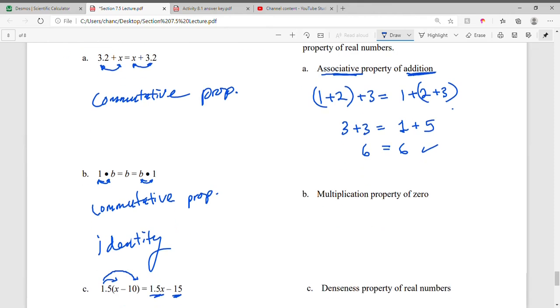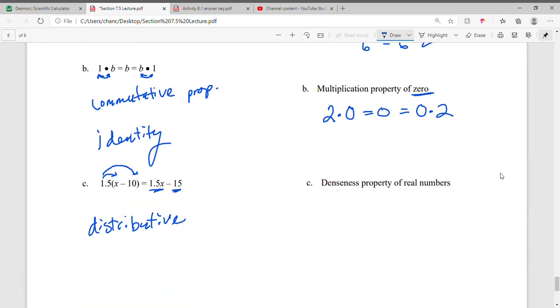In part B, we want to look for the 0 property for multiplying. And that means if I multiply 2 times 0, I always get a 0. And that's equal to 0 times 2. So that's the 0 property for multiplying. If we multiply by a 0, we always get the 0 back.